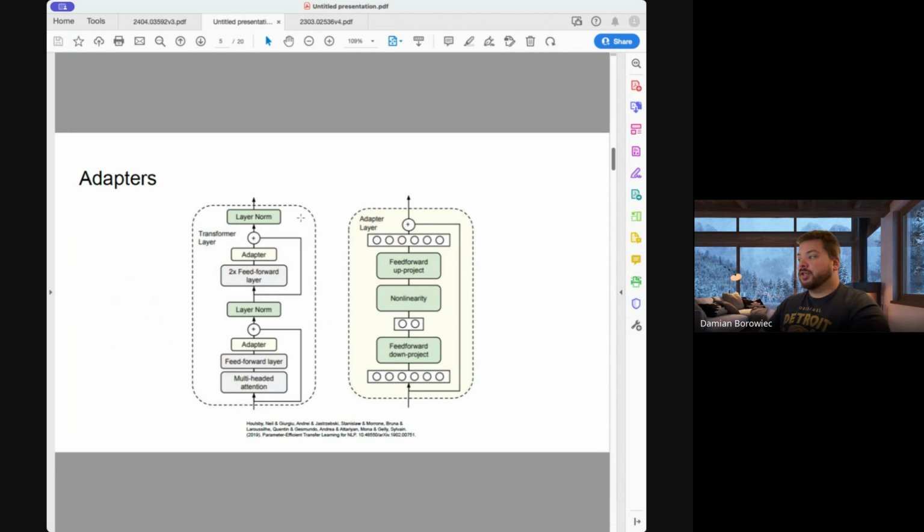So that's how it would logically look in terms of the model architecture. We have some feed-forward layers within the transformer layer, and we would insert these trainable neural nets in between those.